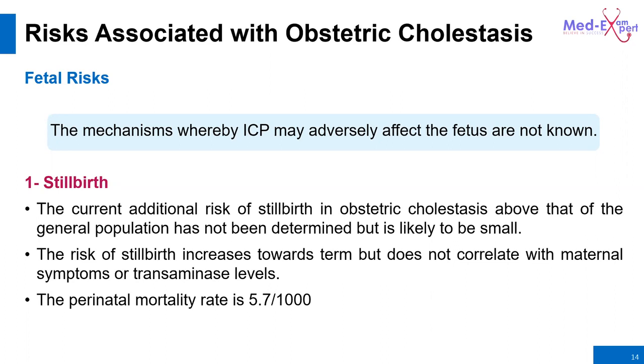And that's why, as we are going to say in a while, this puts a difficulty for the obstetrician to predict the fetal compromise. Because we don't know the pathogenesis or the pathophysiology, biologically, we cannot predict when and how the fetal compromise occurs. But obstetric cholestasis is linked to many fetal risks like stillbirth.